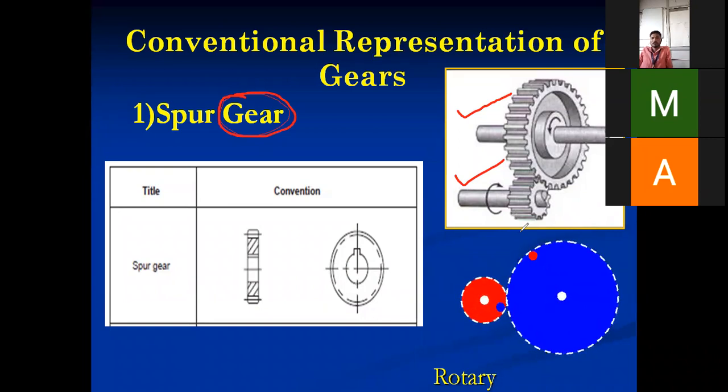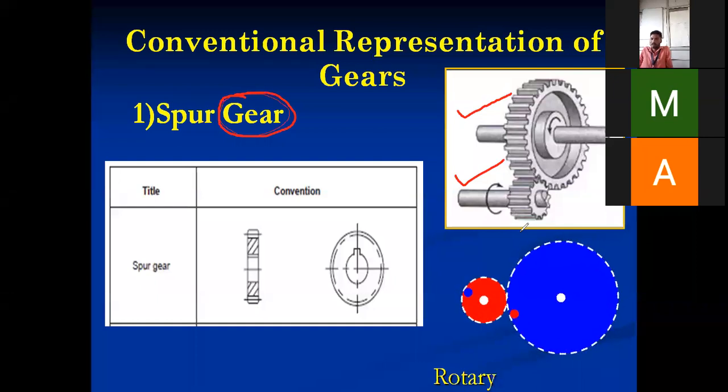One definition came something like this: metallic piece which is having teeth. Okay, but what is the purpose of this? Purpose is to increase or decrease speed. Gear is a mechanical component which is used to transmit power from one shaft to another shaft. Very good, 100% correct. So it is a mechanical element which is used to transfer power.